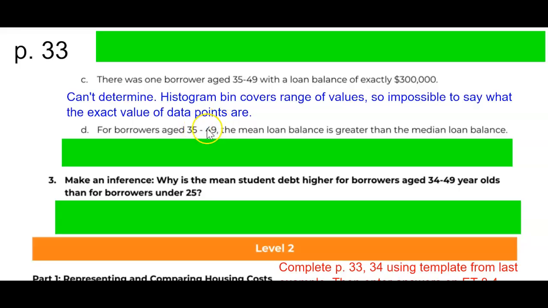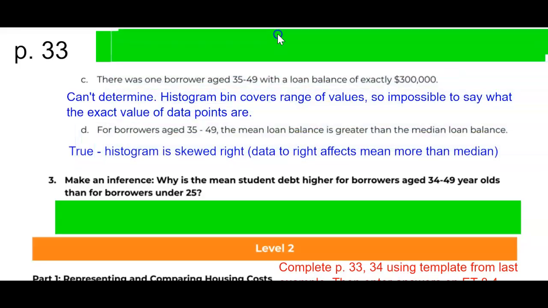And the last one, for borrowers aged 35 to 49, the mean balance is greater than the median. So think about what skew does. The second graph was skew right. There were higher numbers to the right. So does that raise the mean or does that lower the mean? Well, if we're adding higher numbers in, it must raise the mean, which would take it above the median. Anytime a graph is skewed right, the mean is higher. So the mean will be pulled in whatever direction the skew tail is, whether it's to the right going higher or to the left going lower.